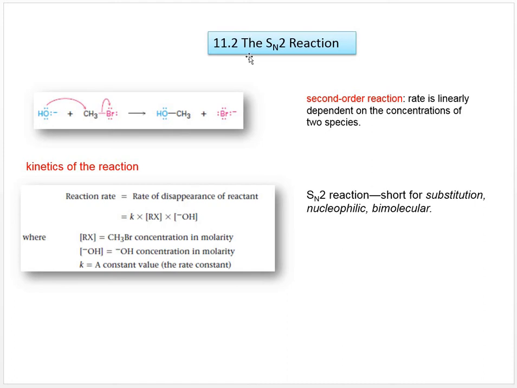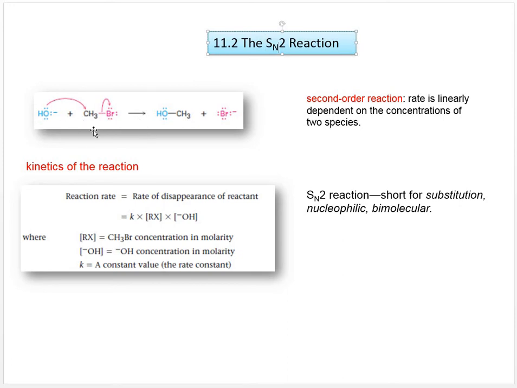Let's start defining different types of substitution reactions or nucleophilic substitution reactions. The first reaction we are going to see is SN2 reactions. What is an SN2 reaction? Basically, S refers to substitution, N refers to nucleophilic, 2 refers to second order reaction.